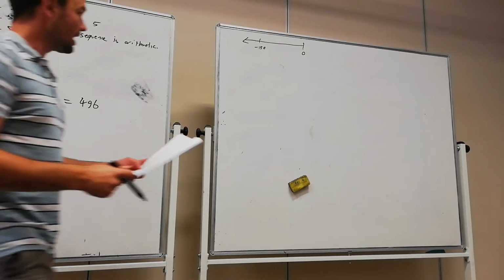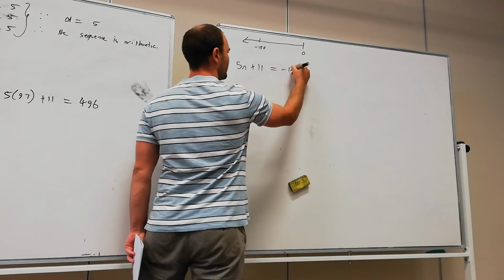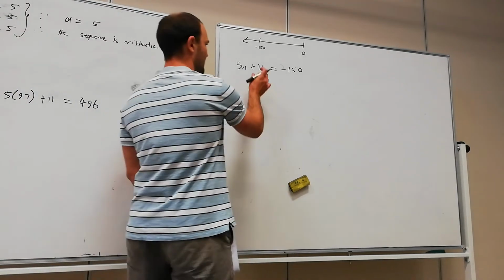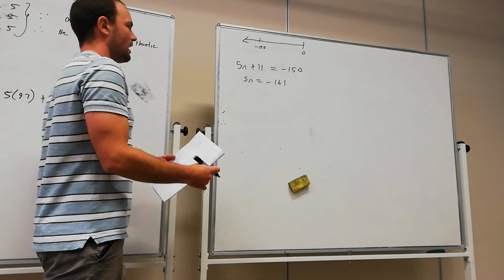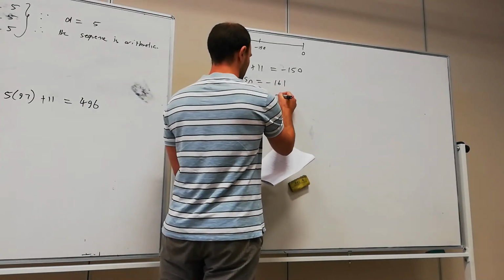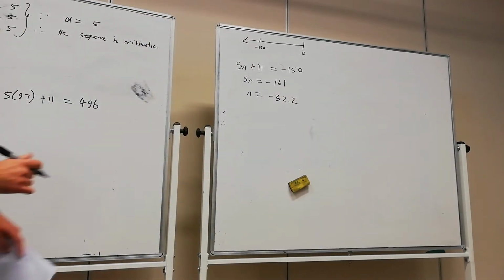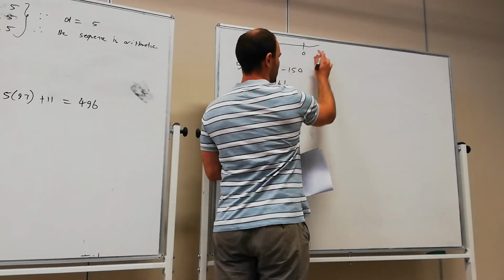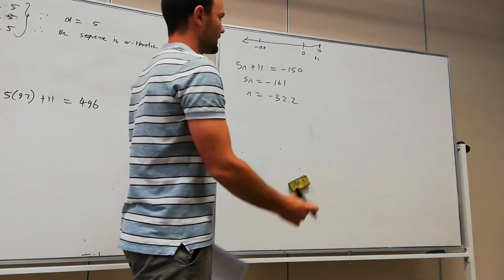So, same deal. Let's start with the 5n plus 11, and we're going equals minus 150. We're going to solve this one. So we'll take 11 from both sides and divide both sides by 5. I've got minus 32.2. Okay, so what that means, remember here, these are values, right? And if we're tracking along, we've got term 1 was 16. Okay, and so that means we're going back the opposite way.